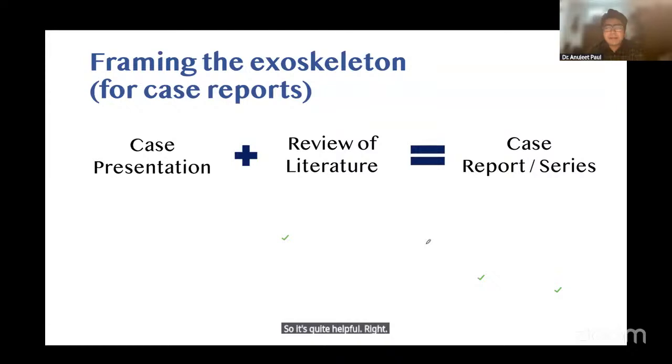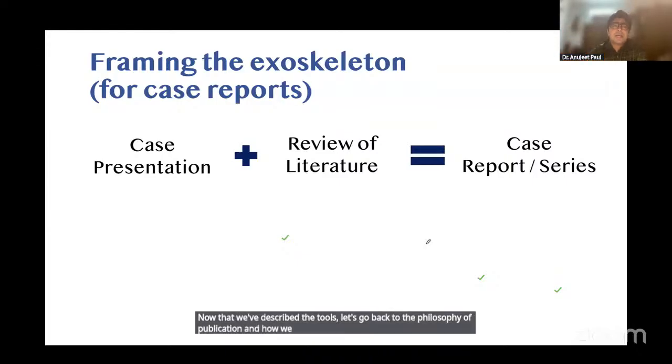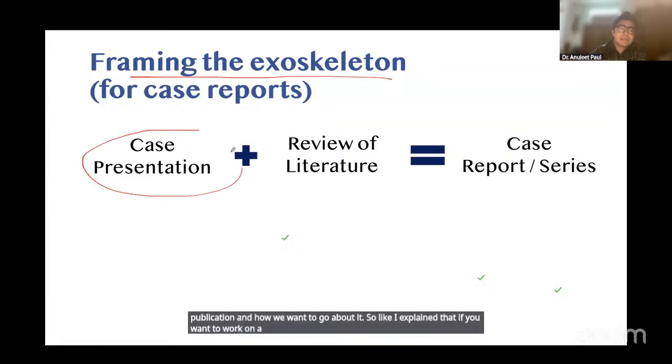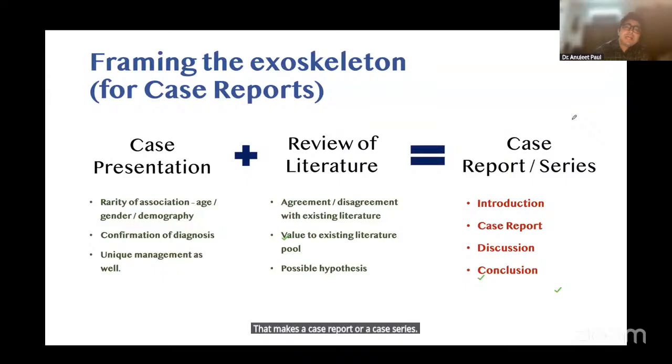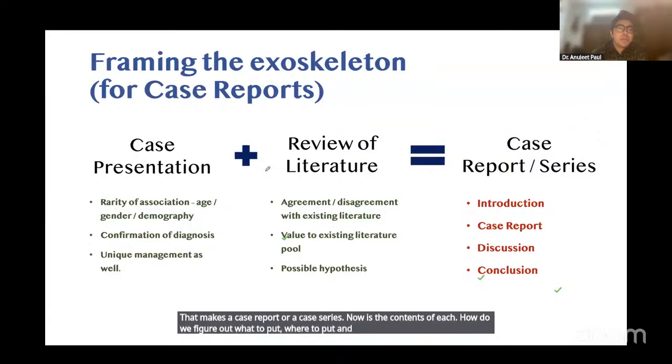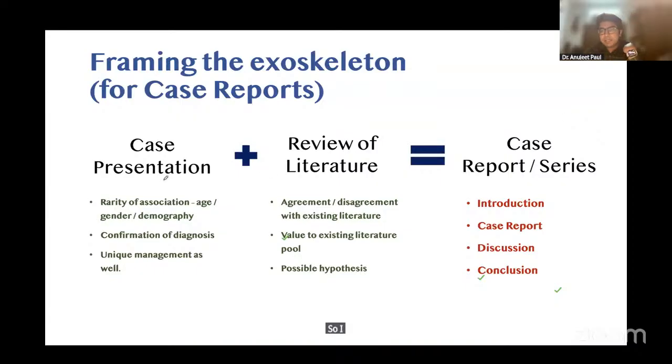Fine. Now that we've described the tools, let's go back to the philosophy of publication and how we want to go about it. So like I explained, if you want to work on a case report, that is nothing but a case presentation with a healthy review of literature, that makes a case report or a case series. Now is the contents of each. How do we figure out what to put, where to put, and how to put? So I will describe all this in details, but let's just go through a couple of points over here.